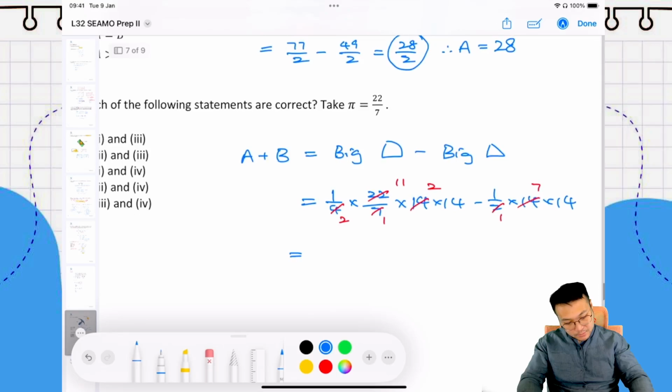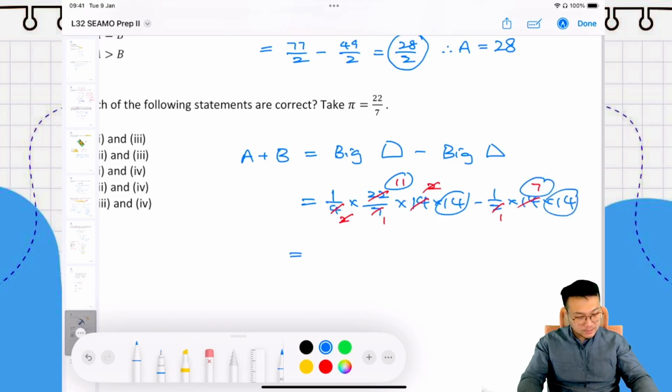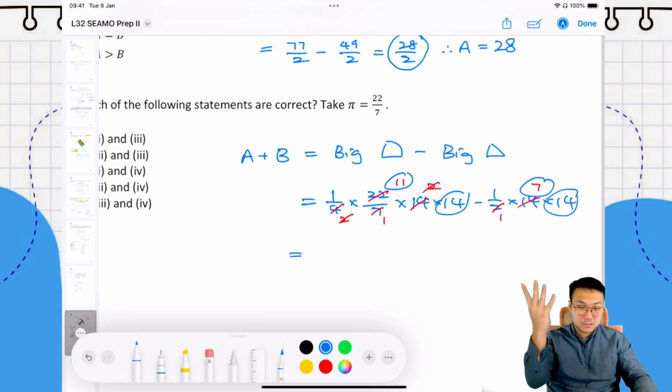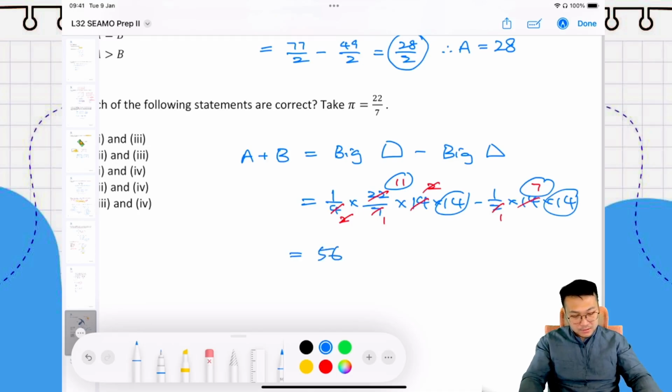And we are going to end up with, wait, I can actually cancel this 2 and 2. So we're going to end up with 11 times 14 minus 7 times 14. So 11 times 14 minus 7 times 14. 11 minus 7 is already 4. So you just take 4 times 14, which is 56. So you realize that the total shaded area is 56.